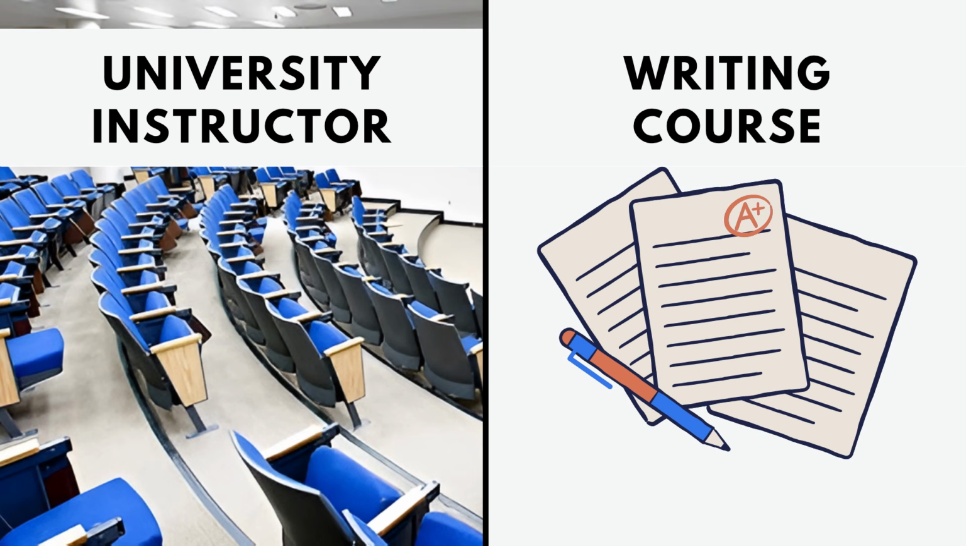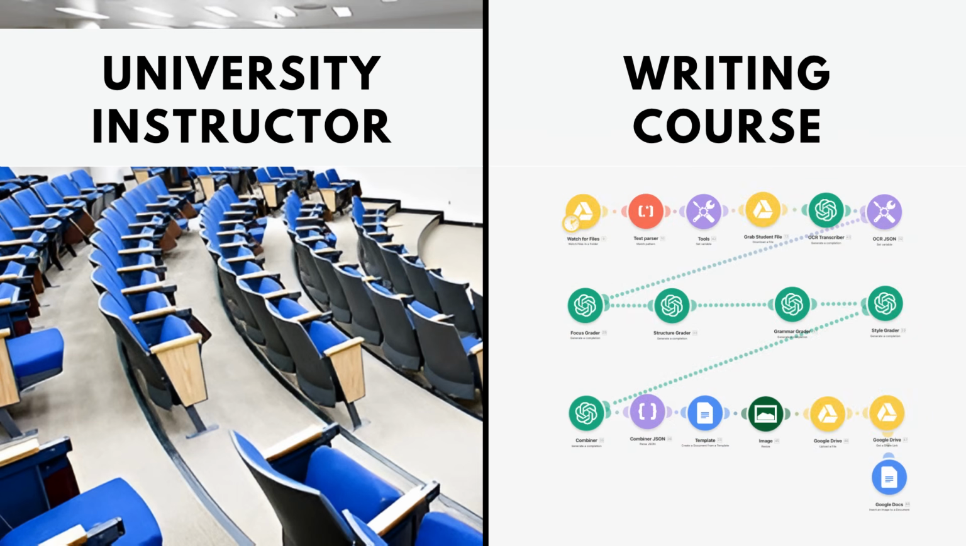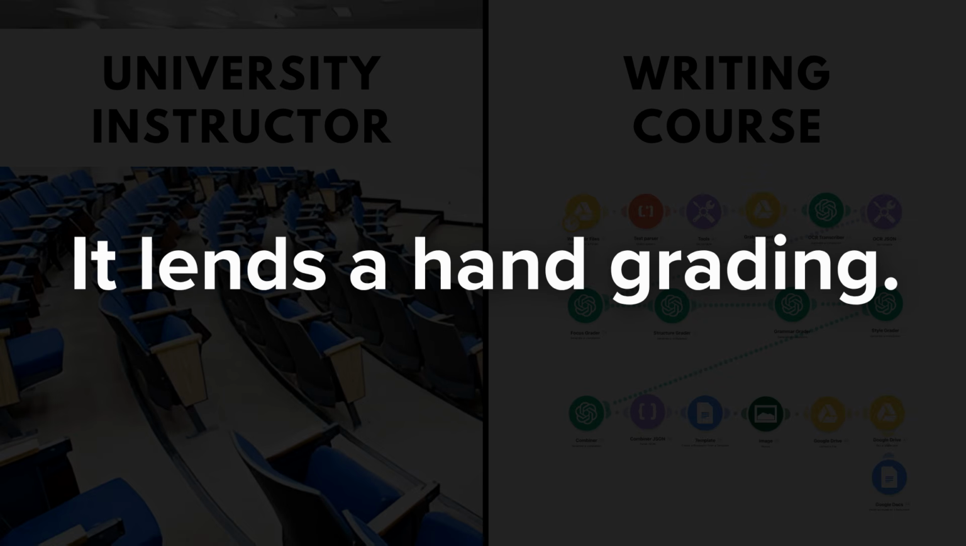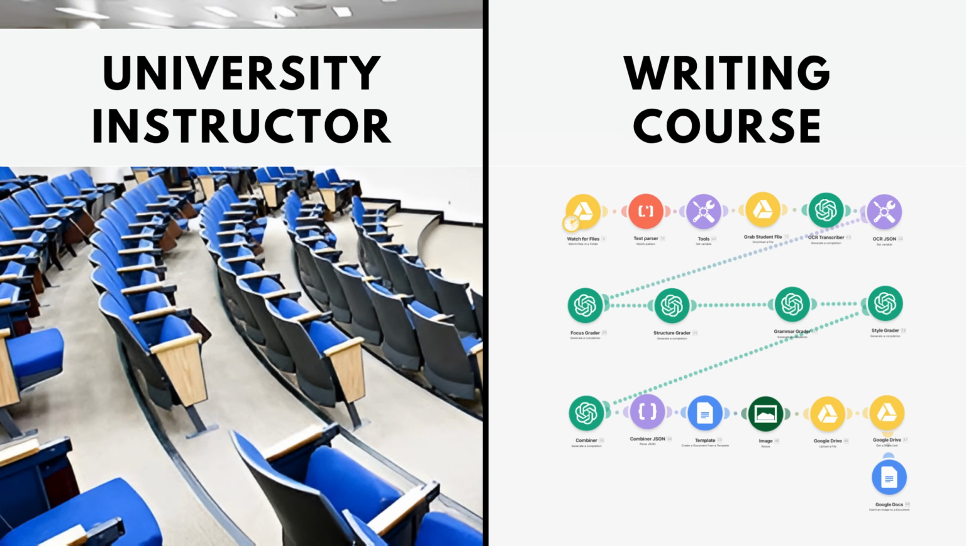I'm a university instructor. One of my courses is writing. And a couple of semesters ago, I built an AI grading system to handle part of the routine grading. I do the teaching, it lends a hand grading. But it was a mess at first. The AI kept hallucinating features that no longer existed on the platform. I had to screenshot my own screen to prove I was correct. And I almost quit several times.